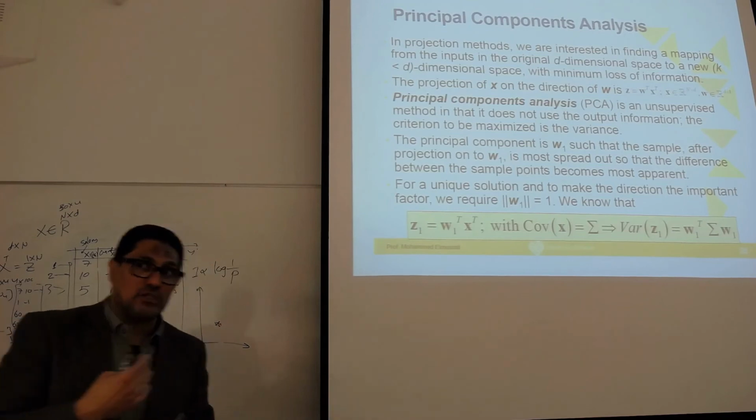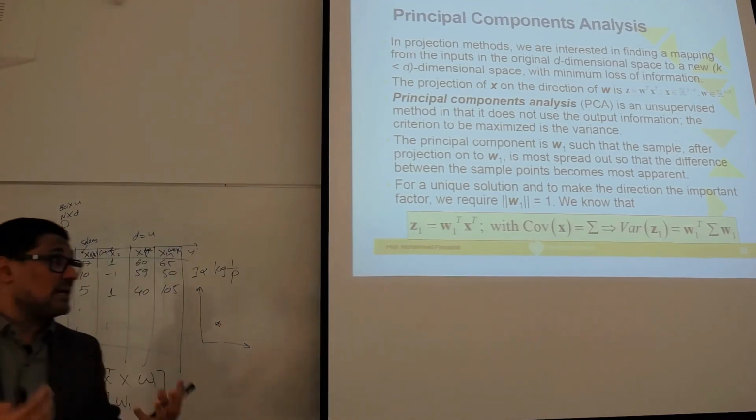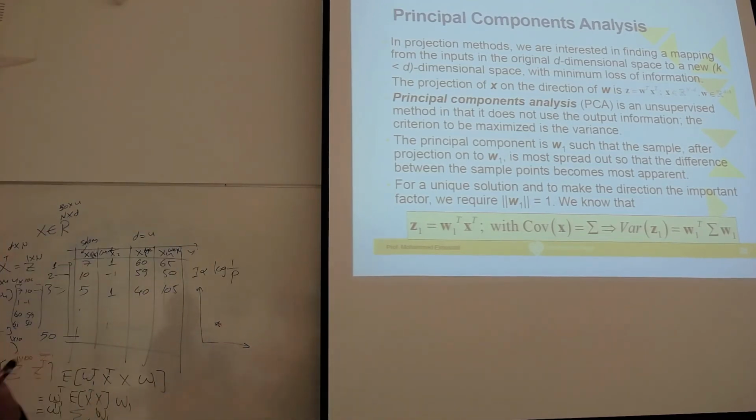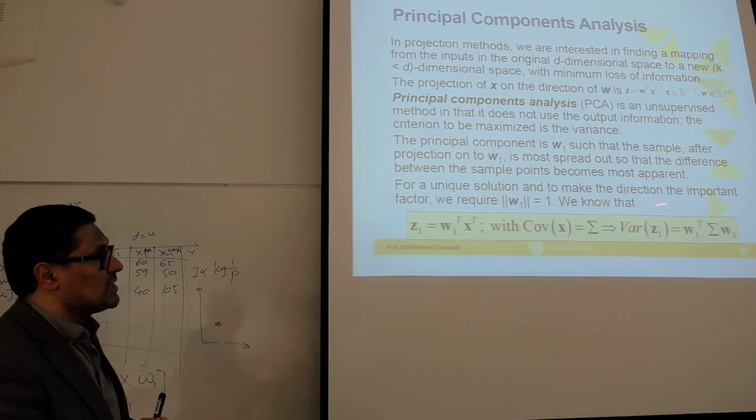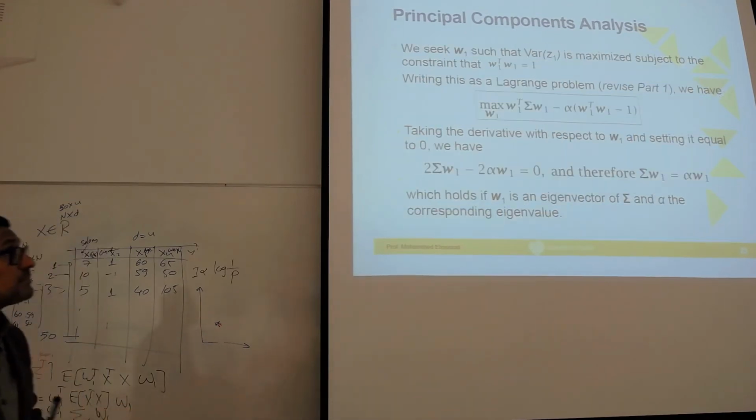Here we assume the mean is 0. Maximizing the variance means that we maximize the scattering of the data, and then more information will be contained in that projection. So the main task is that we maximize this variance.